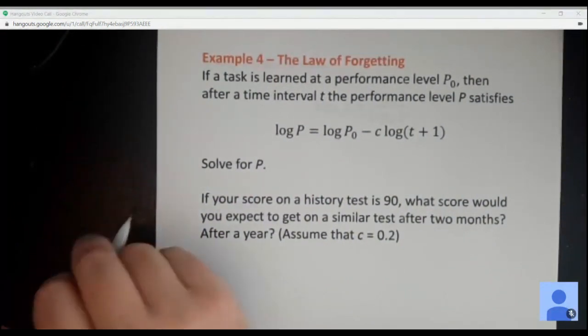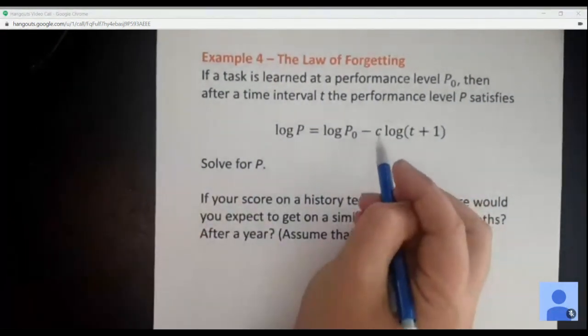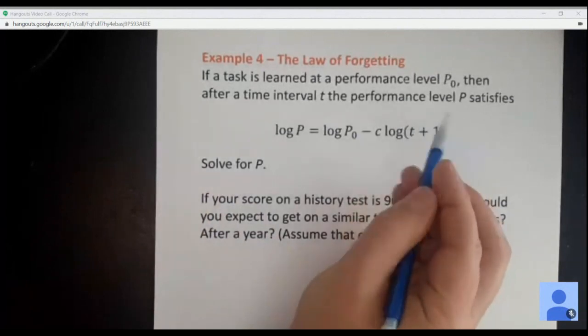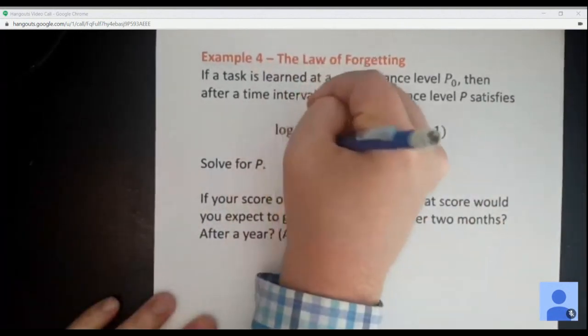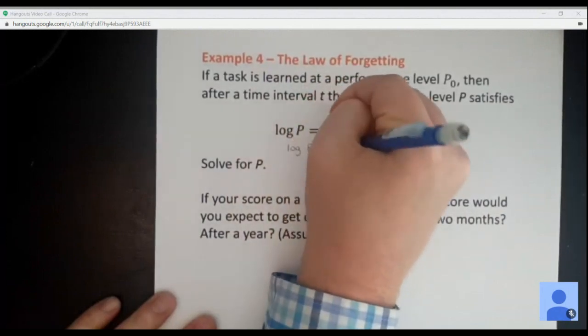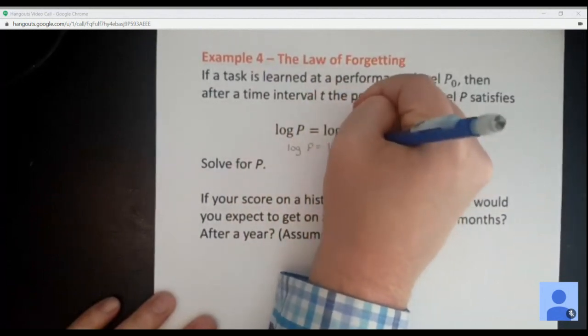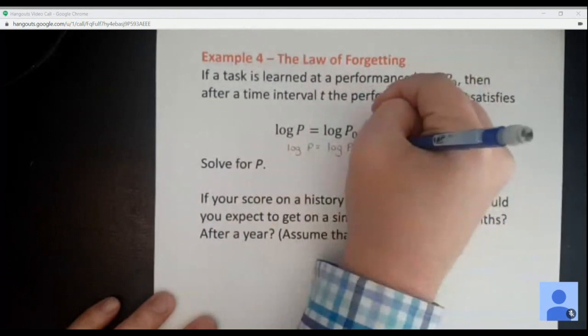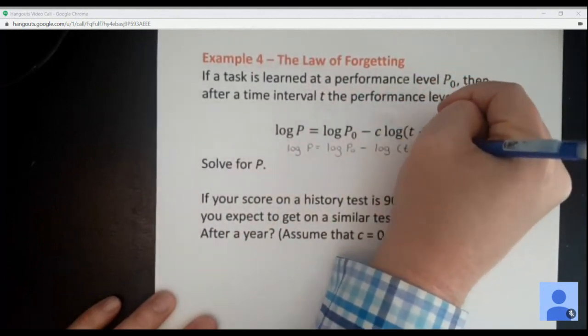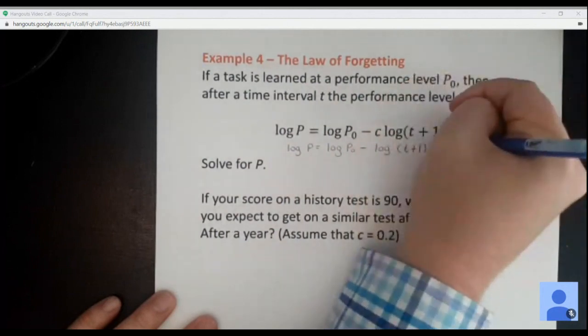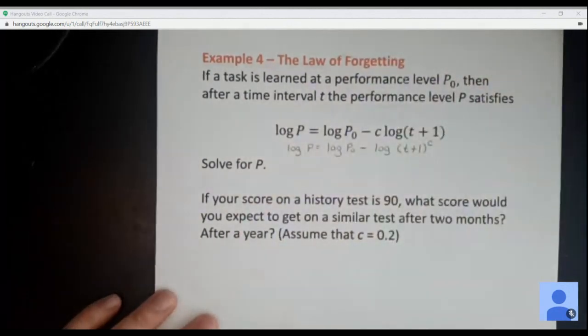Move the C, right? Because we've got a number out front here, we need to move that into the exponent before we do that division. So let's do that. So I'm going to have the log of P equals log P sub 0 minus log of T plus 1 to the C power now.